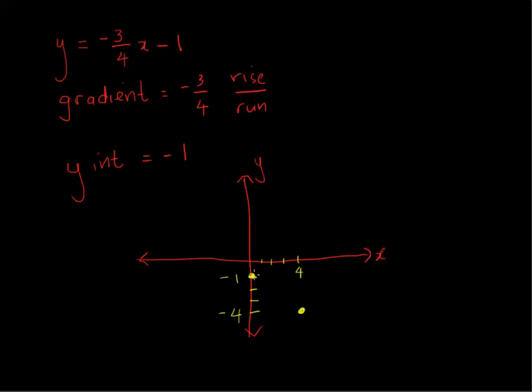Then all we do is just join the points together with our ruler. Sort of missed that one there, but of course you will have a ruler, and that's what our line looks like.